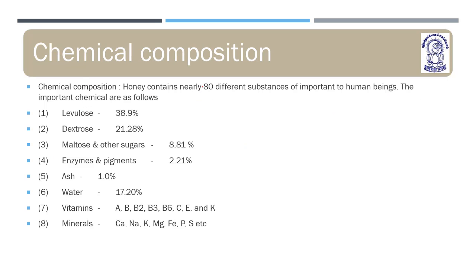Chemical composition. Honey contains nearly 80 different substances of importance to human beings. The important chemicals are as follows.